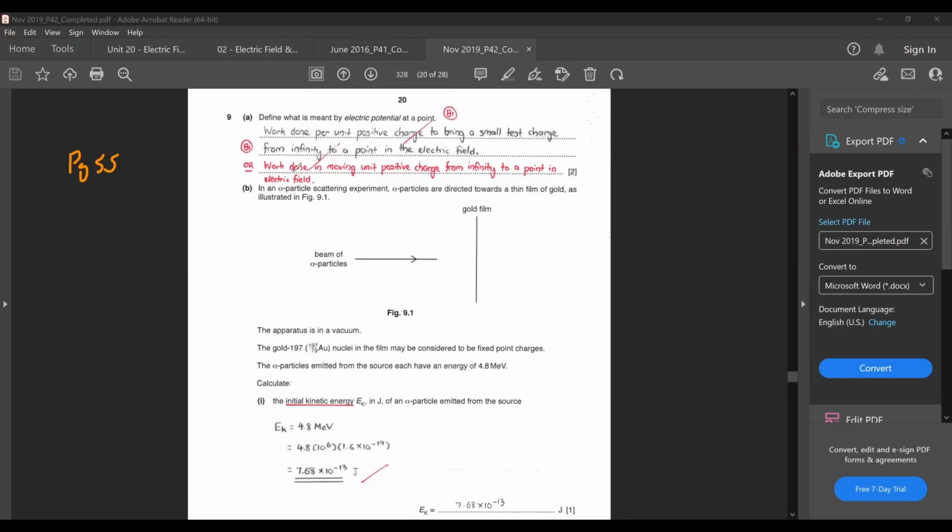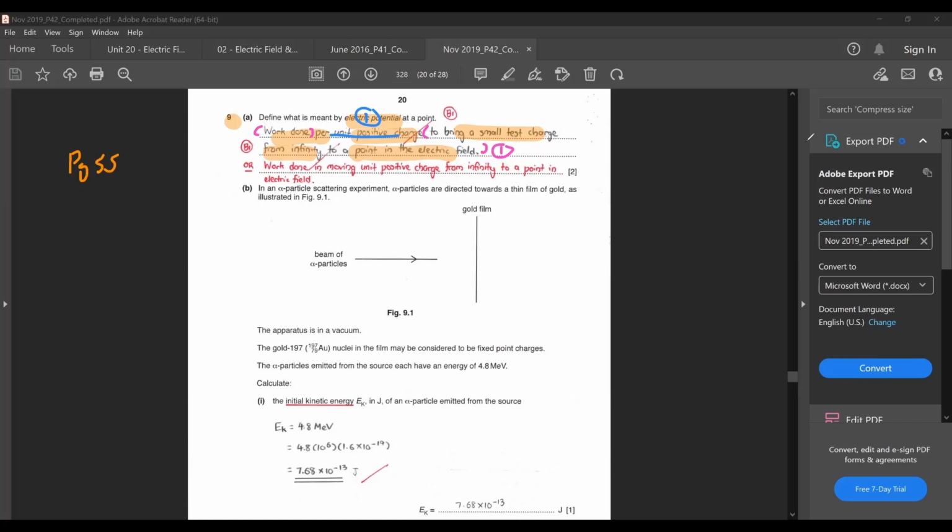This is actually November 19 P42. Define what is meant by electric potential at a point. Electric potential, from the definition inside your notes, is the work done per unit positive charge to bring a small test charge from infinity to a point in the electric field. You say work done to bring a small test charge from infinity to a point in the electric field, that's 1 point. But if you specifically mention per unit positive charge, that is where the other point comes from. You must always make mention of per unit positive charge.